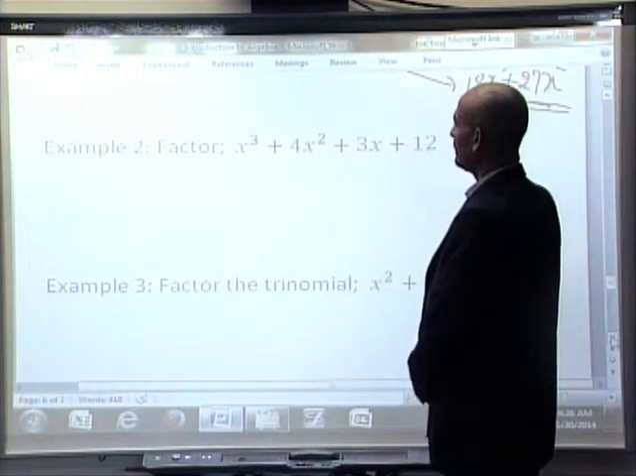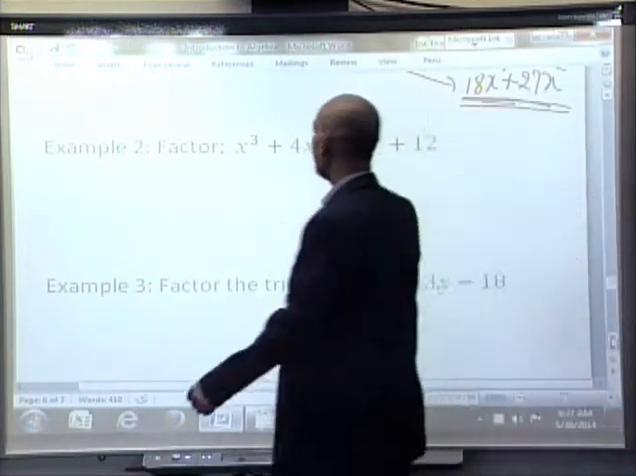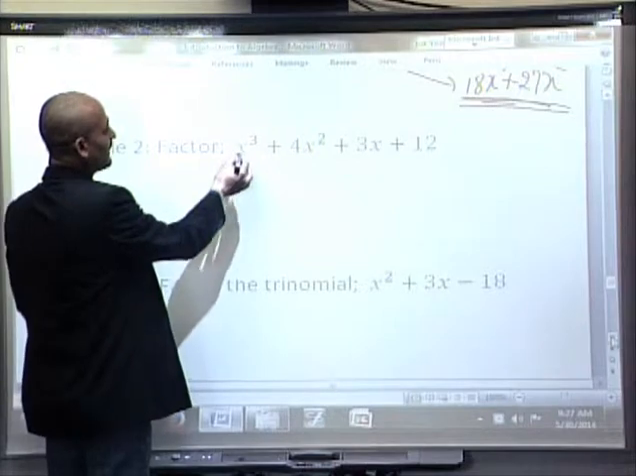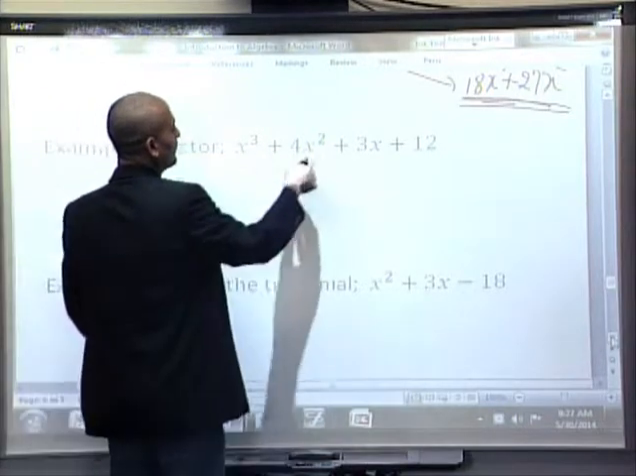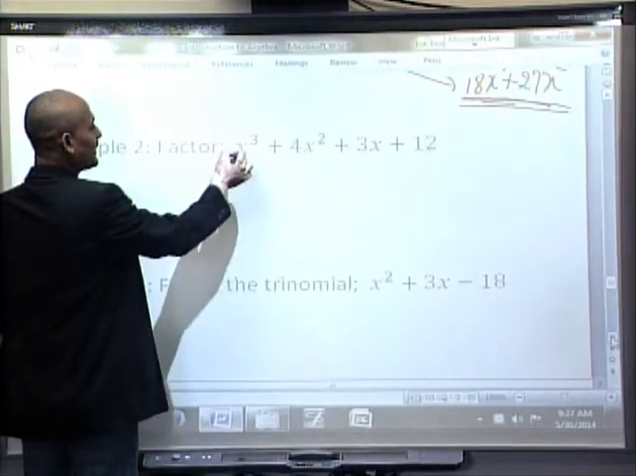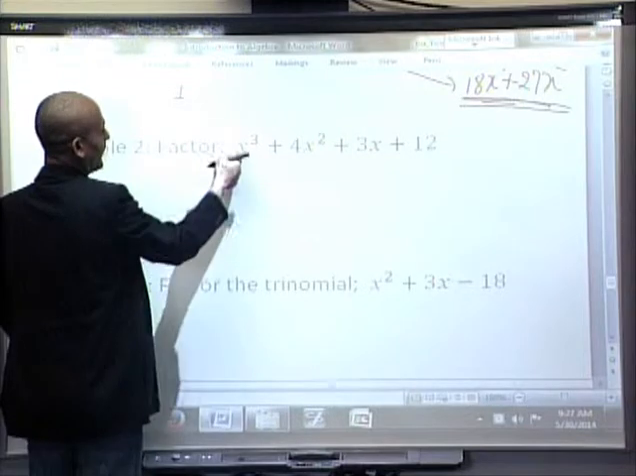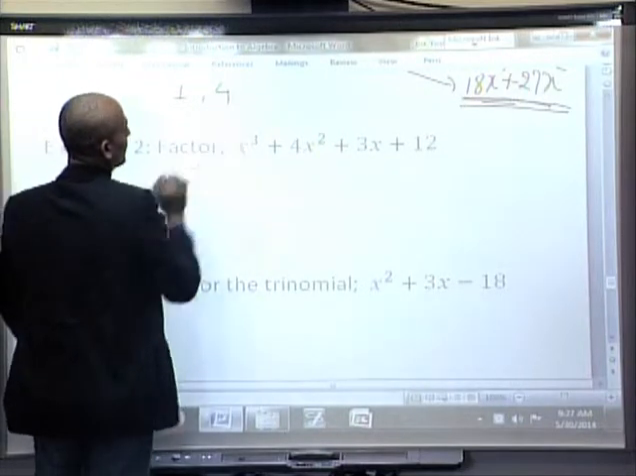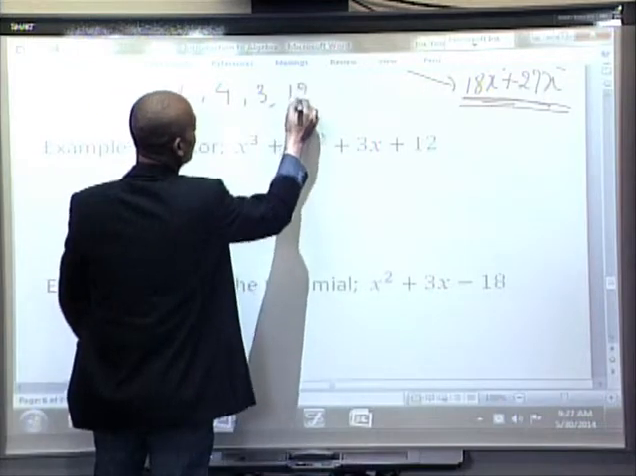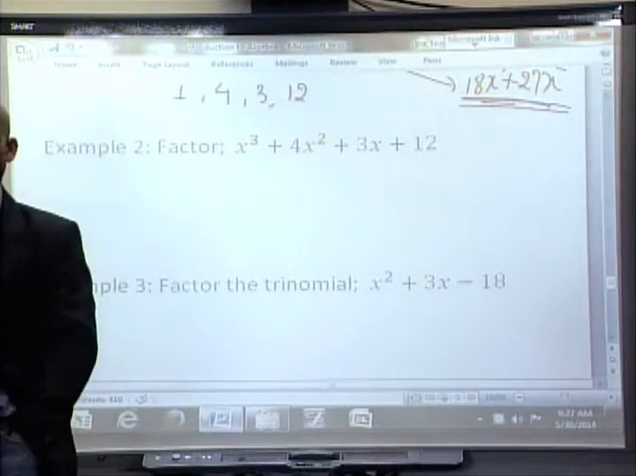Well, the first thing we will try is whatever we did before. Let's try to think about the greatest common factor. The expression is x to the third plus 4x squared plus 3x plus 12. The numbers multiplying the variables are 1 for x cubed, 4 for x squared, 3 for x, and 12 for the last constant number.